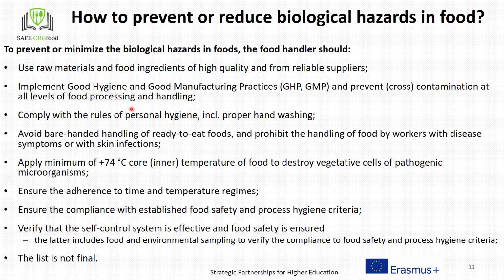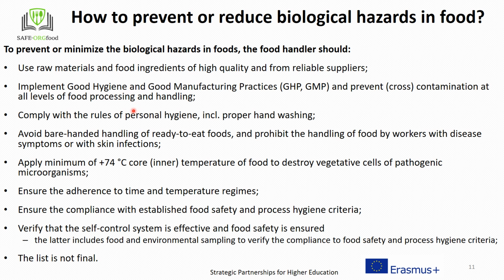Apply a minimum of plus 74 Celsius core temperature in food to destroy vegetative cells of pathogenic microorganisms present in food. Ensure adherence to time and temperature regimes. Ensure compliance with established food safety and process hygiene criteria.